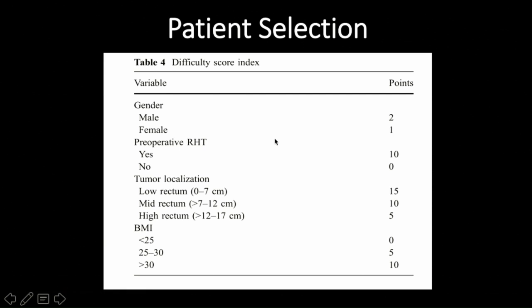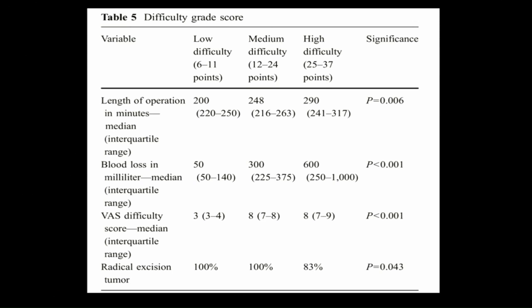Very important, especially if you're starting to do laparoscopic TME, is patient selection. TME is one of the most difficult, if not the most difficult, laparoscopic procedure in colorectal. And you have to select your patients. And there are parameters to determine which patient is more difficult than the other. So includes a male, gender, pre-op RT, tumor localization, particularly the low rectal lesions, and the patient with high BMI. So there's a difficulty grading score. I recommend that you do first the low difficulty patients if you're starting to do lap TME.